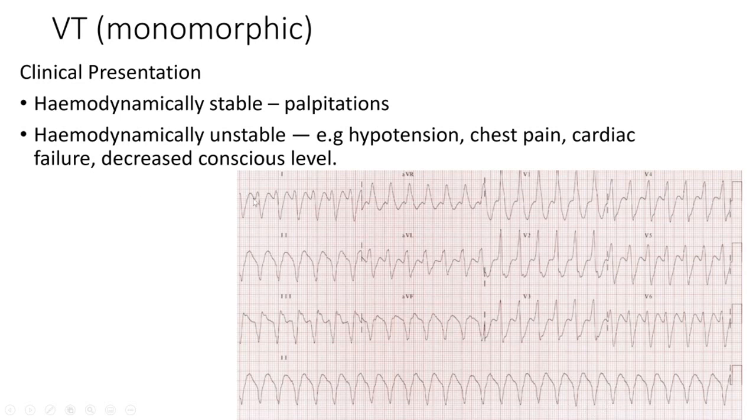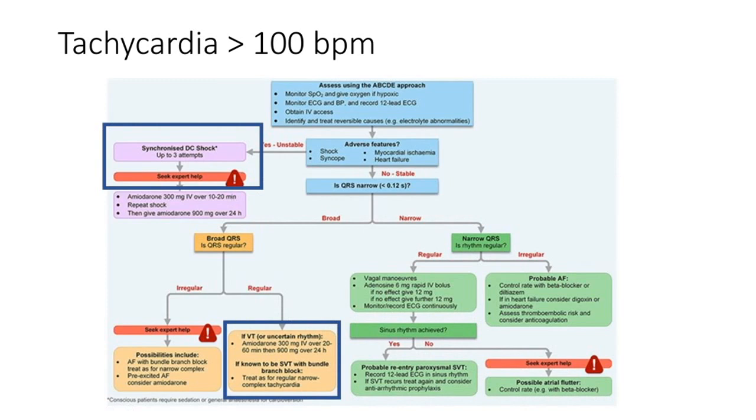But these patients can also be unstable. This rate is just too fast to fill the chamber sometimes, so they might be hypotensive. It might be causing too great a demand on the heart, giving them chest pain and altering their conscious level. We said that these patients may be shocked, may be unwell, so they may require shocking. But sometimes these patients are okay.